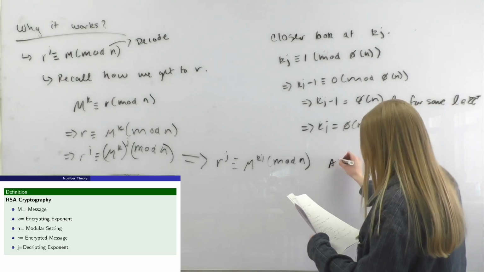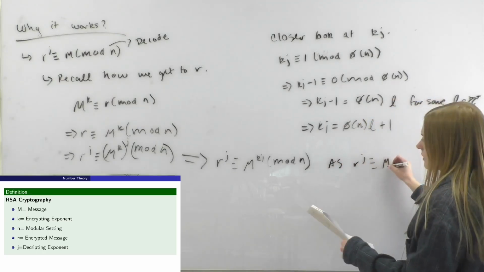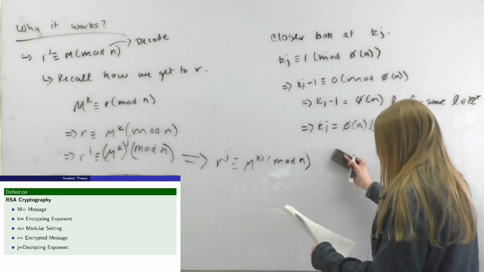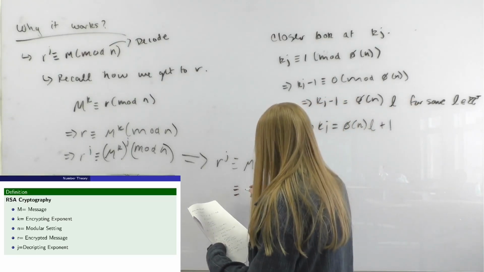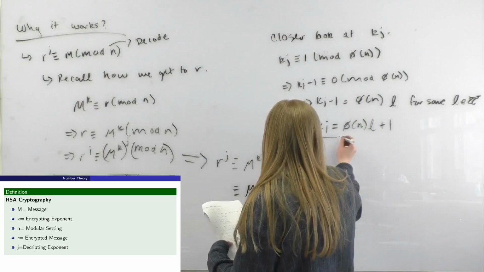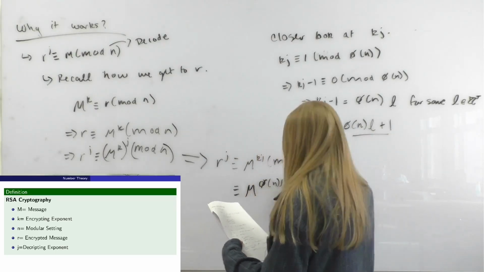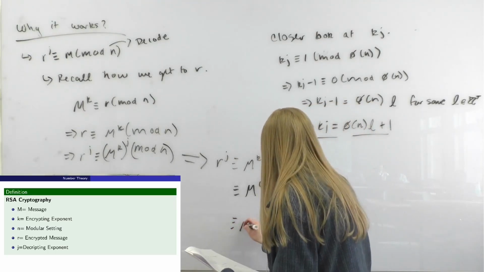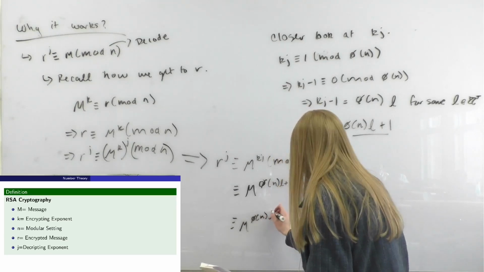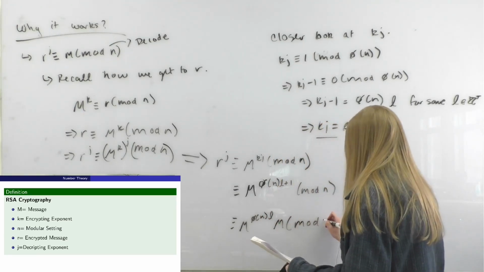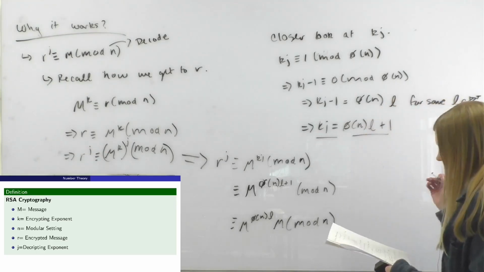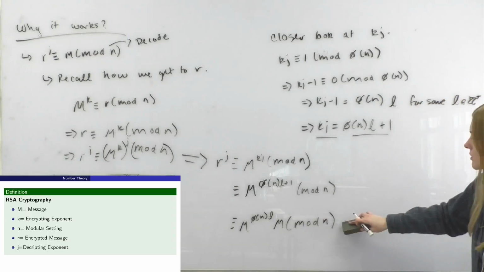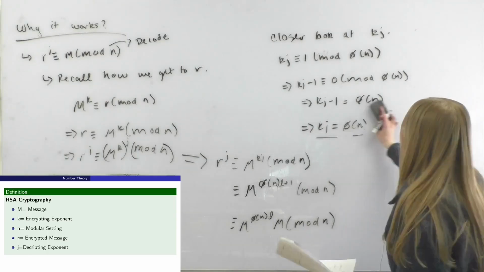Okay. And as r to the j is congruent to, it's right here. I'm not going to rewrite it. As we have this, we see that r to the j is congruent to m to the kj, so we can just plug in phi of n times L plus 1 mod n, which is congruent to m to the phi of n times L, times m mod n. Okay. And now we have a couple of cases to prove why this works. We can erase this.